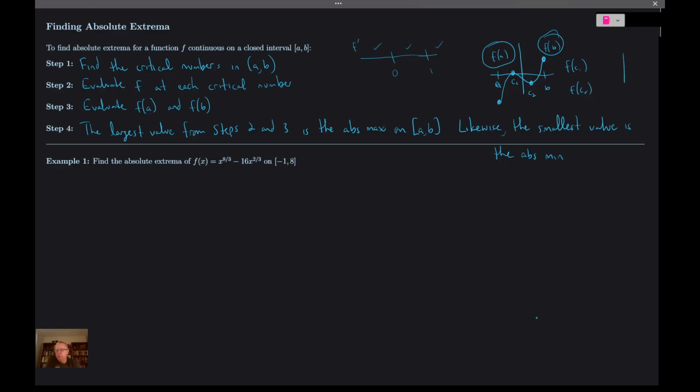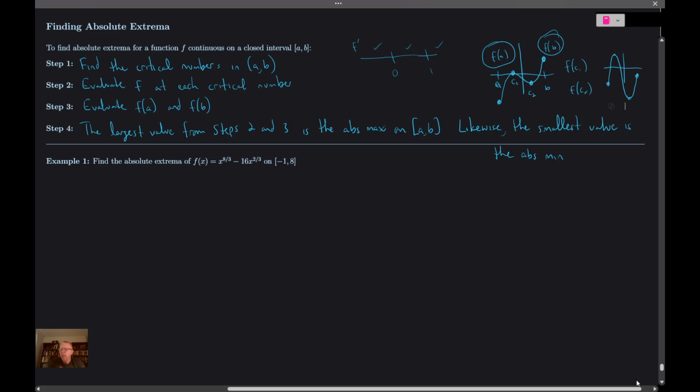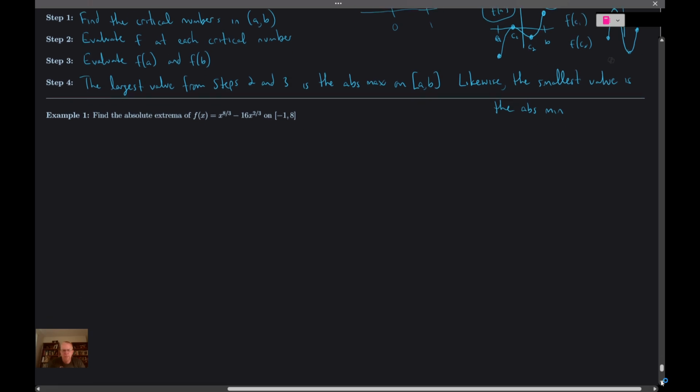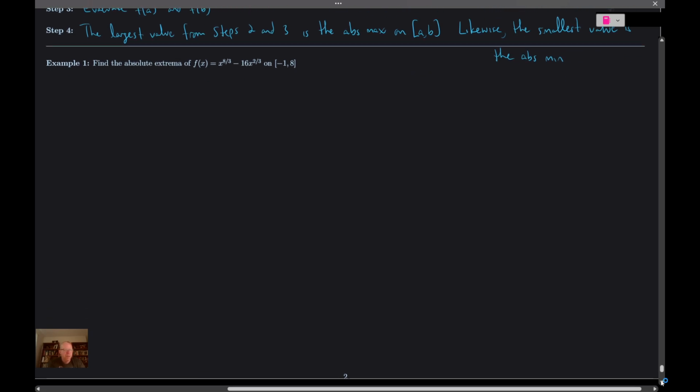If you had another one, and I won't do all the details, but if it looked like this over the closed interval, now here's your max and here's your min. And you'll find that by finding the derivative, evaluating at the critical points, and then evaluating at the endpoints. So very easy process, and I think it makes pretty logical sense how this works. So we're going to look at 2 examples.